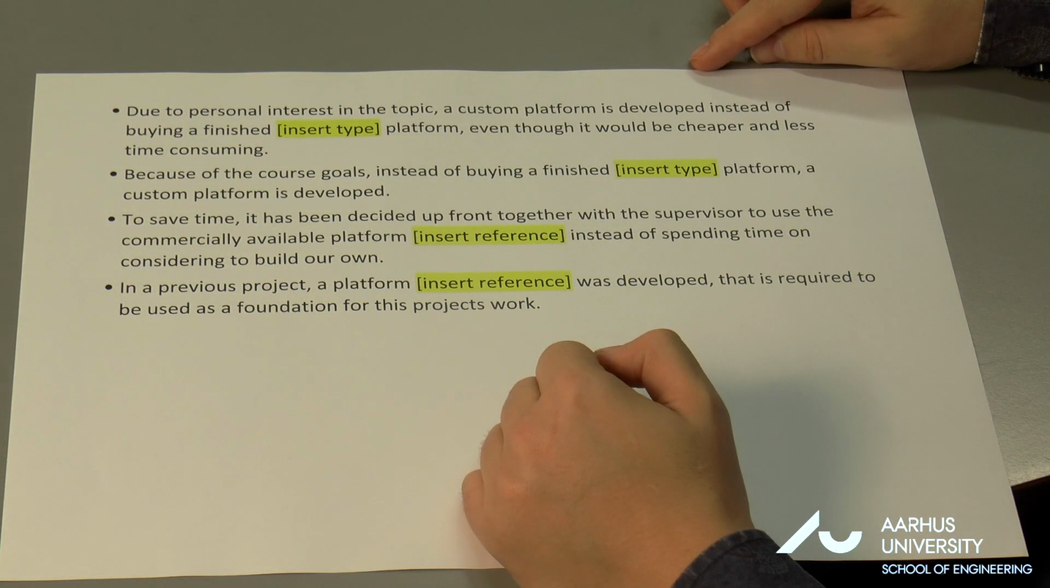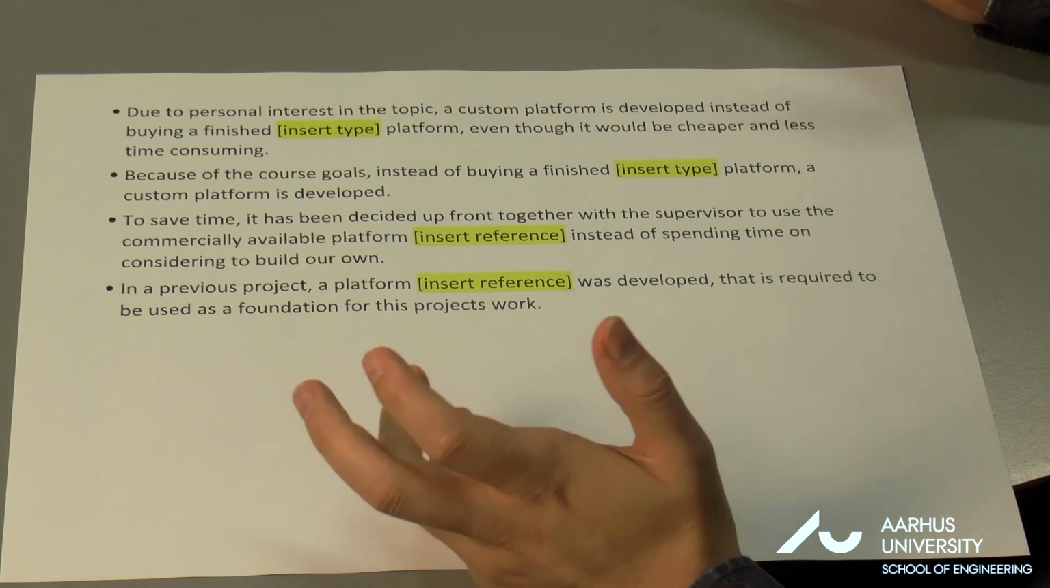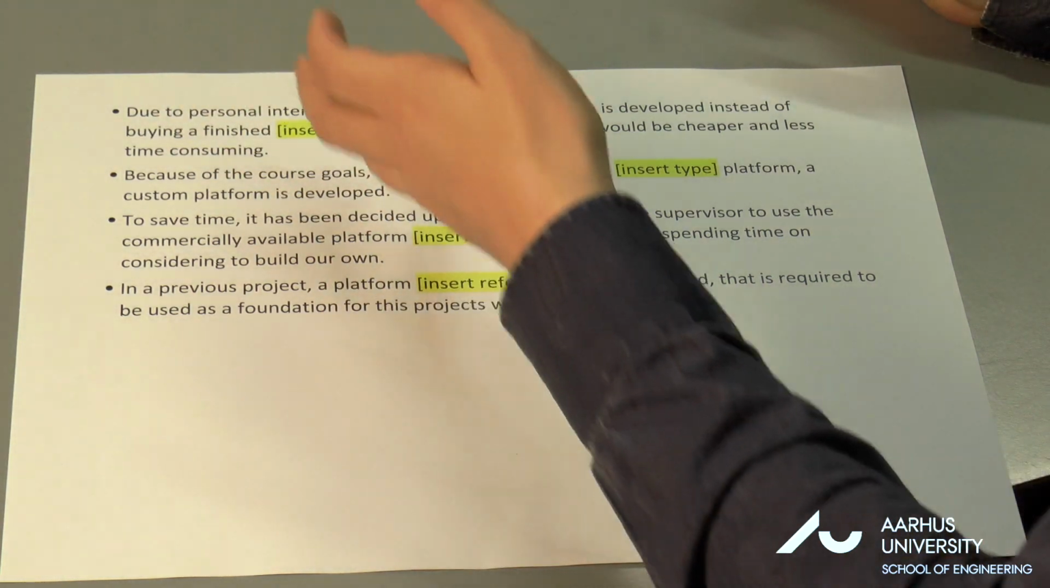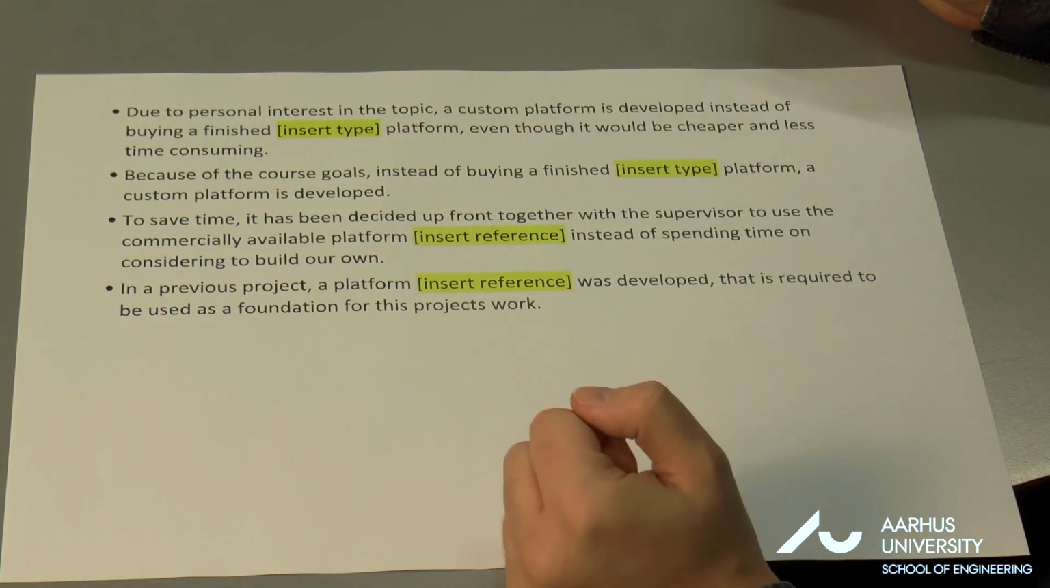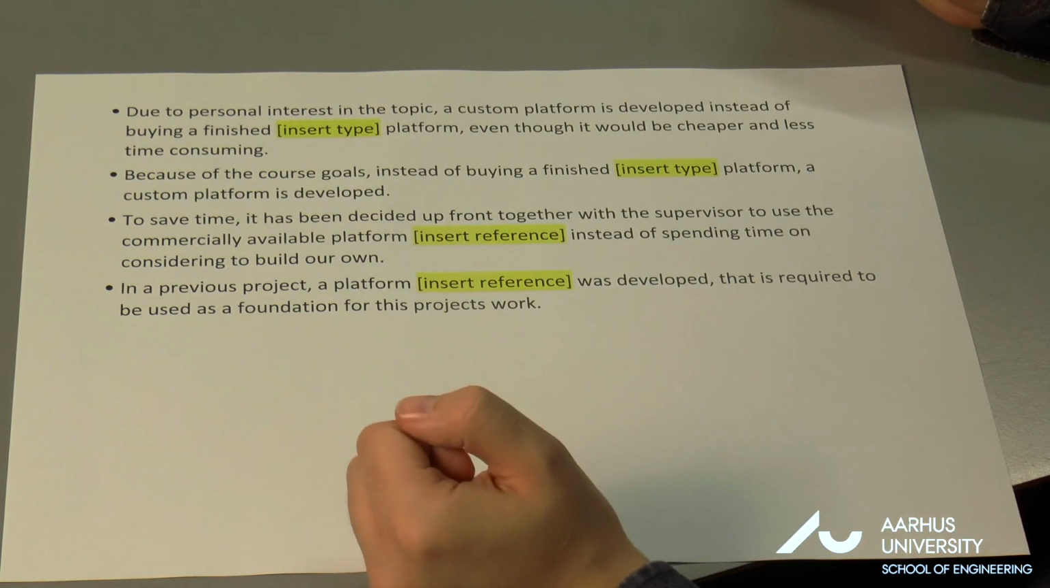Some internal examples. Due to personal interest in the topic, a custom platform is developed instead of buying a finished platform, even though it would be cheaper and less time consuming. So at least for me, this is a clear indication, okay, this is a choice out of interest, and it is a university, you are here to learn, so this is fair enough, as long as you are aware that it's not how we do it in real life, but it's something you can do in the university, and that's okay.